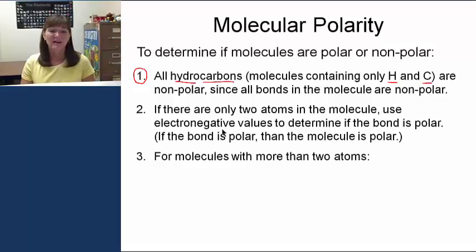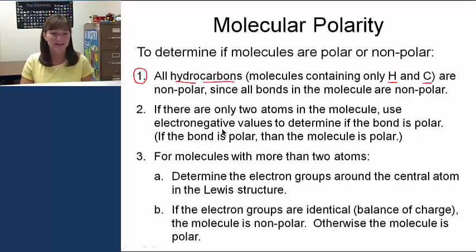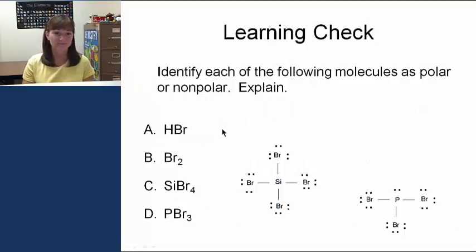And then for molecules with more than two atoms, so this will be a molecule that has a central atom, like we were dealing with when we were doing the VSEPR geometry. For those molecules, I'm going to give you the Lewis structure. You're going to determine the electron groups around the central atom. And if those electron groups are identical, so you have a balance of charge, then the molecule is going to be nonpolar. If they're not symmetrical, then it's going to be polar. So here's a couple examples.